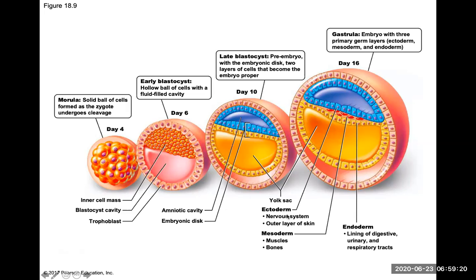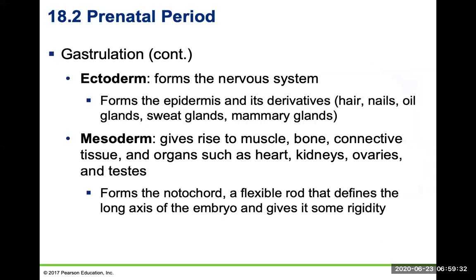So your ectoderm will develop into your nervous system and outer skin layer, mesoderm will develop into muscles and bones, and the endoderm will develop into the lining of the digestive, urinary, and respiratory tracts. So we kind of went through this. You can read what each layer develops into.